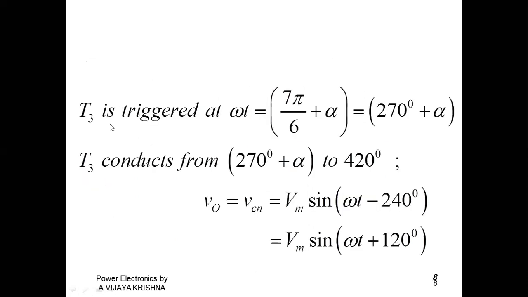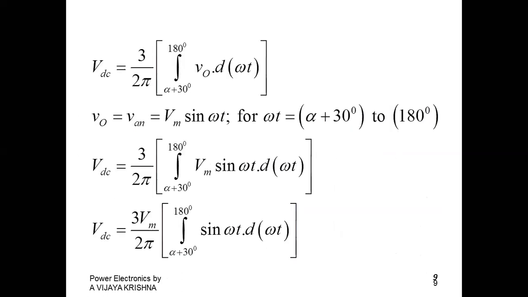Next one, T3. When will the thyristor T3 be conducting? T3 is triggered at omega t equal to 7 pi by 6 plus alpha. 7 pi by 6 is equal to 210 degrees, so 210 plus alpha. And the output voltage, actually this is the general expression: V naught is equal to Vcn is equal to Vm sin (omega t minus 240) or Vm sin (omega t plus 120), is the general expression.